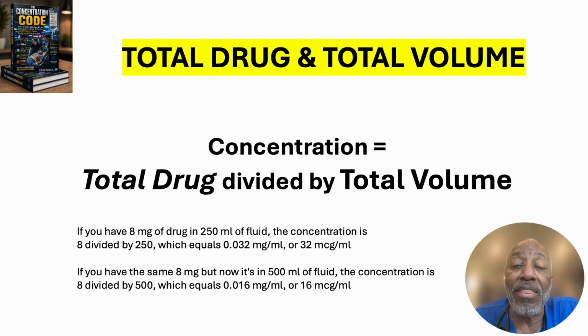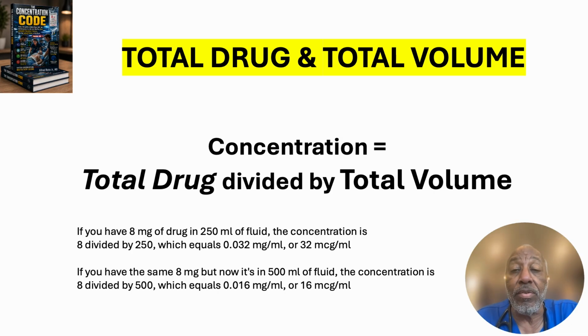There's one mathematical relationship in IV pharmacology that underlies everything else. Concentration is equal to total drug divided by total volume. Write it down, say it out loud, then understand it deeply, because every calculation in this series flows from it. Concentration is equal to total drug divided by total volume.